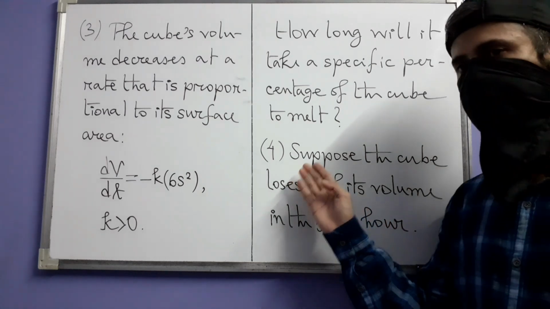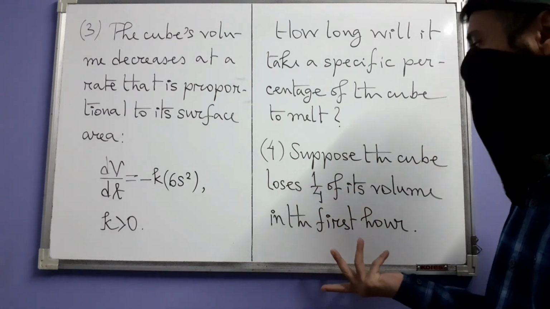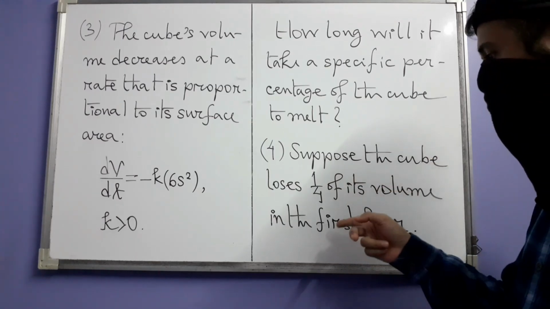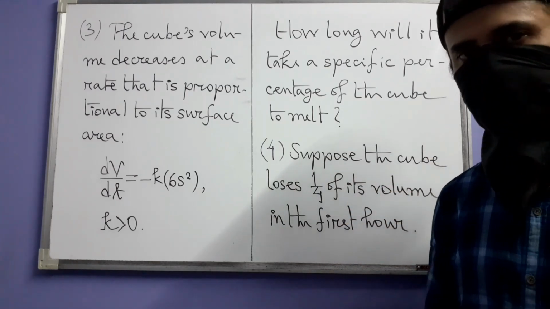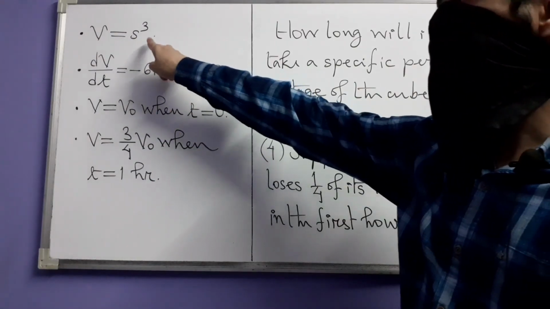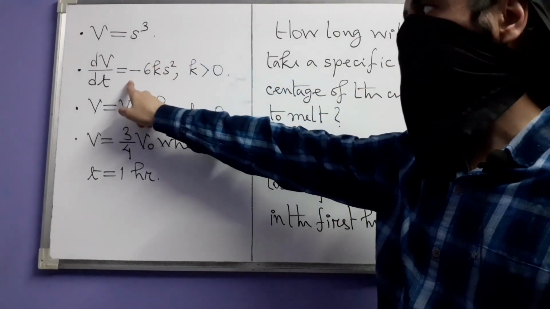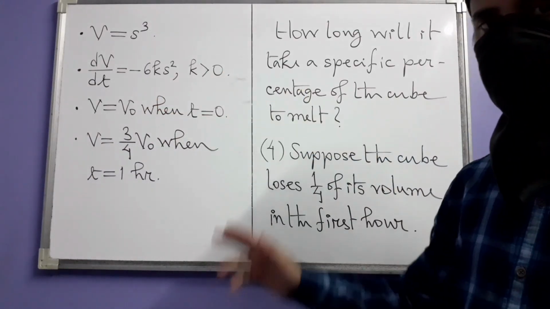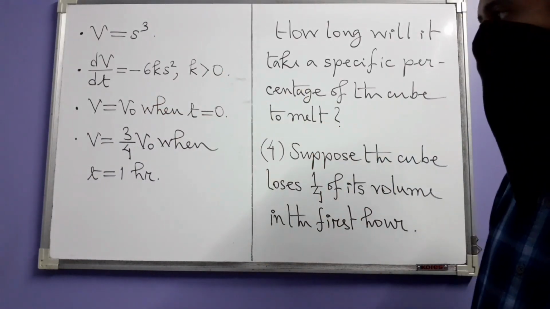Suppose through physical experiments this was found. Suppose the cube loses 1/4 of its volume in the first hour of melting. So these are the things we have with us: V equals S cubed, and the condition dV/dt equals minus 6KS squared, where K is a positive constant.